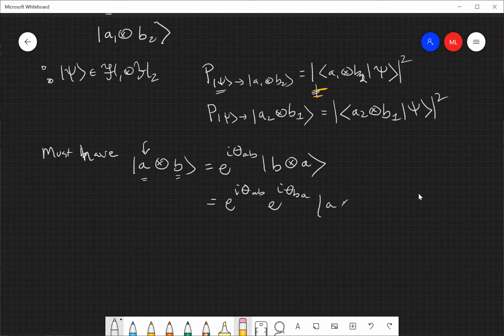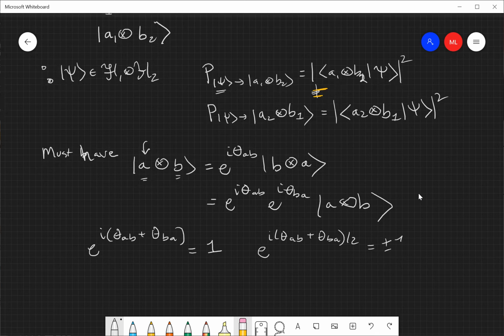But now if you switch them back, you're back to where you started. So you have this constraint on the phases, namely that if you take the phase associated with switching from A to B, plus the phase from switching from B to A, this must be equal to 1 identically. And so if I take the square root of that, then the sum of these phases must be equal to plus or minus 1. So that's the kind of consequence of what we must have.